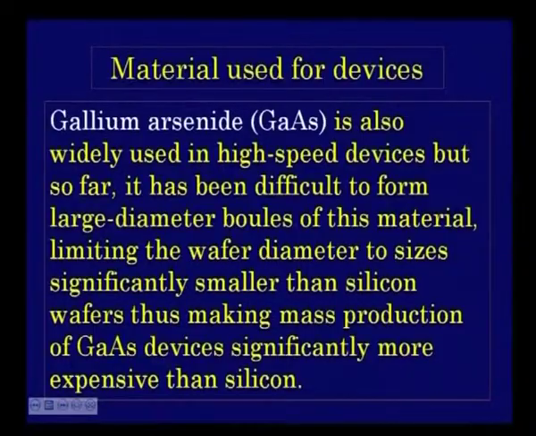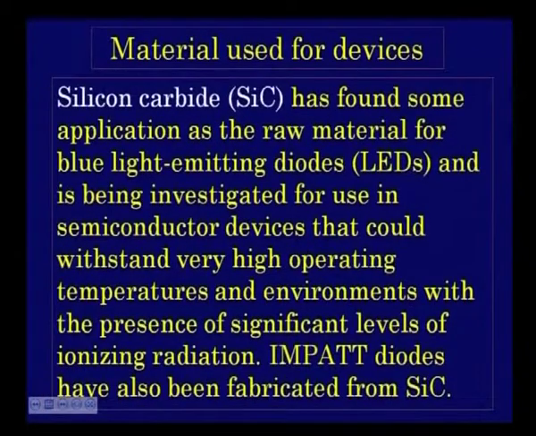Now, you have a 3,5 system which is widely used in high speed devices, but so far it has been difficult to form large diameter boules of this material, limiting the wafer diameter to sizes significantly smaller than silicon wafers, thus making mass production of gallium arsenide devices significantly more expensive than silicon. And again you can have silicon carbide, that is again a material used for devices.